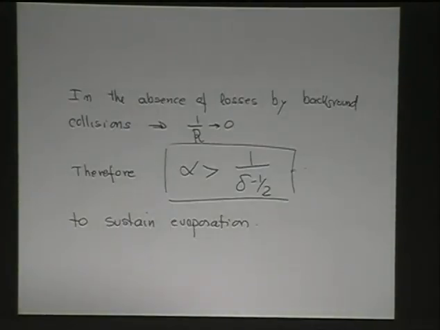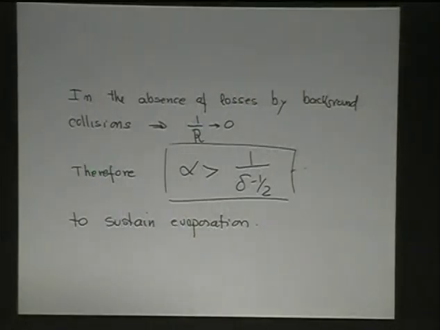Okay, so with this number, now we're going to say, look, suppose I have a very good vacuum system. Take the losses away. So I have 1 over R going to 0. R is infinite. I have no bad collisions, right? So the time of bad collisions goes to infinite. It takes infinite time for a bad collision to take place.